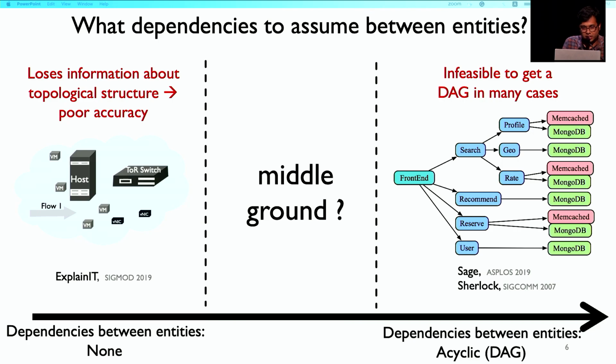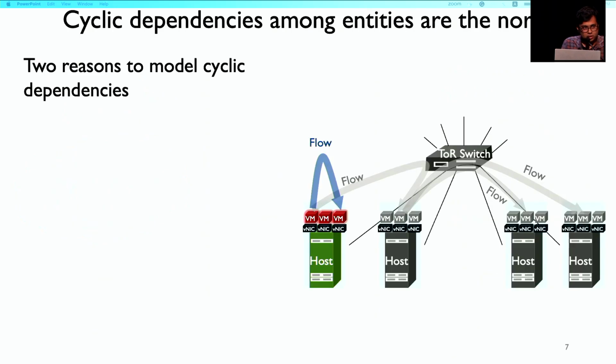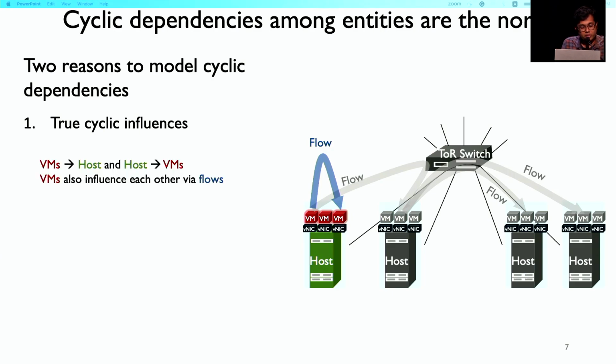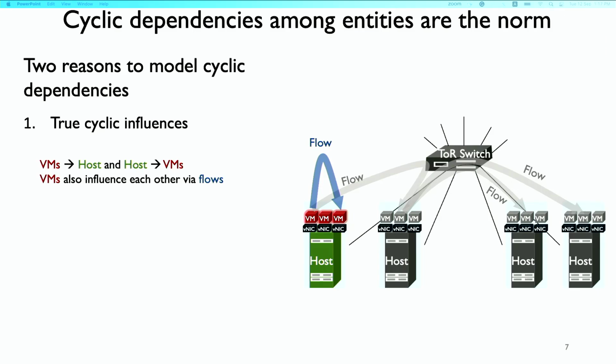And thus we are seeking a middle ground here, because in our enterprise network, we found out that there are a lot of cyclic dependencies. And there are two good reasons to model cyclic dependencies. One, there could be true cyclic influences between the entities in the system. So for example, VMs will affect the metrics of a host that they reside on, but the host in turn will also affect the metrics of those VMs. Furthermore, these VMs could talk to each other and influence each other's metrics via that connection.